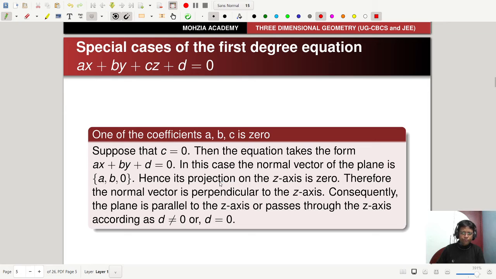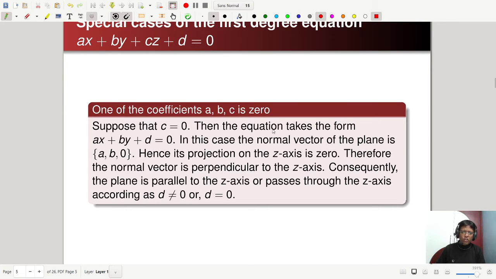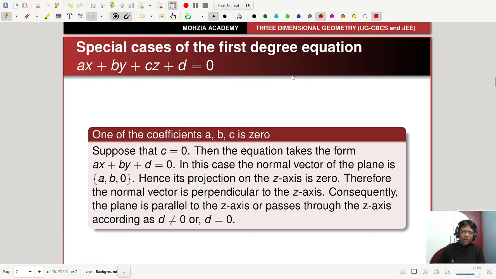Because c is 0. So in this case, what is your normal vector to the plane? A, B and 0, because there is no z coefficient. So the coefficient of z is 0. So (a, b, 0) is the normal vector. So its projection on the z axis is 0. Why? Because you see, if you draw the axis, along the z axis, what is your direction vector of the z axis? 0, 0, 1, right? So 0, 0, 1. So if you take the dot product of this vector and this normal vector, it will be 0.